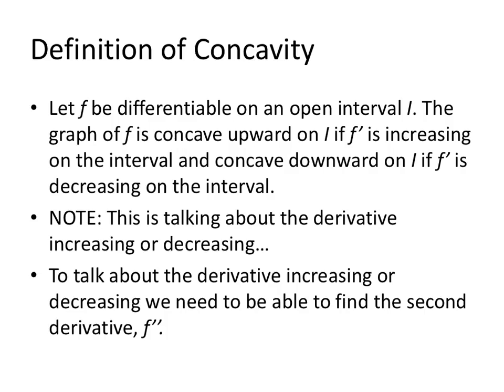So what is concavity? Let f be differentiable on an open interval I. So always the derivative has to exist if we're going to be talking about using the derivatives. The graph of f is concave upward on I if f prime is increasing. So the first derivative is increasing on the interval, and it's concave downward on I if f prime is decreasing on the interval. Now remember, this is talking about the derivative increasing or decreasing. To talk about that, we have to be able to find the second derivative, f double prime.